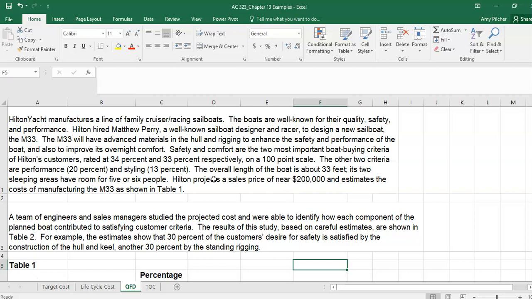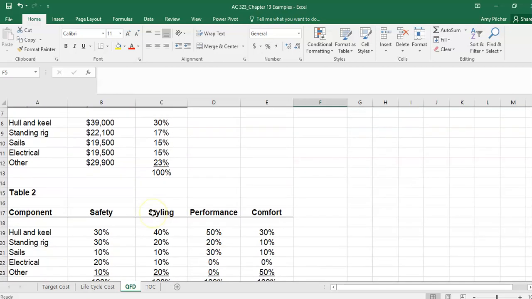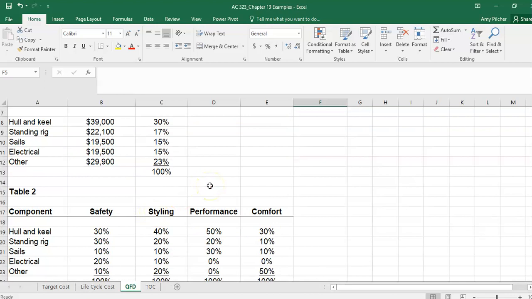Our total costs we have broken down here. So our team engineer and our sales manager studied all of the costs and the different components that are part of a boat. So we have 5 different cost pools for this boat. And when we add up the total costs, we spend 30% of the cost on the hull and keel, 17% on the rig, 15% on the sails, 15% on the electrical, and 23% on other.